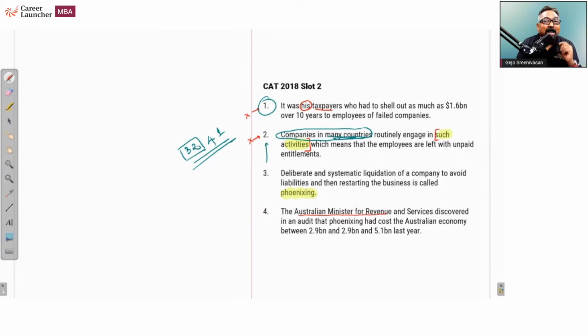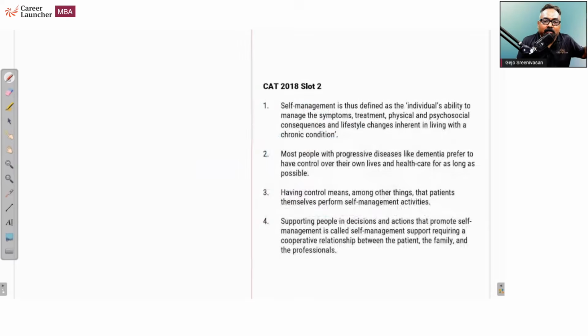You look at the CAT 2020 paragraph jumble, 2021 paragraph jumble questions. We'll do that sometime later. But I'm not going to solve it. You look at yourself and see it's not difficult at all. Let's do actually one more. Why not? One more for CAT 2018.